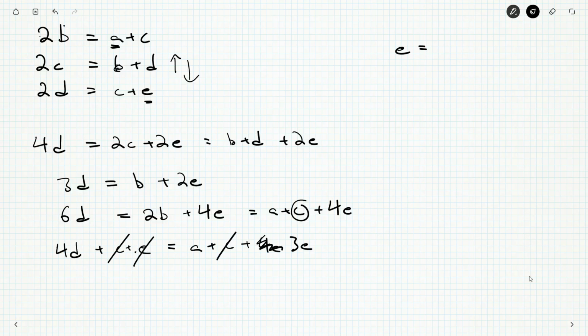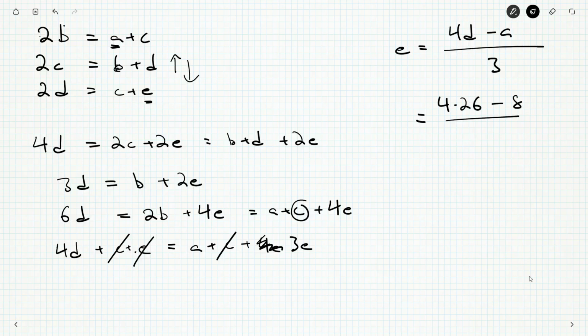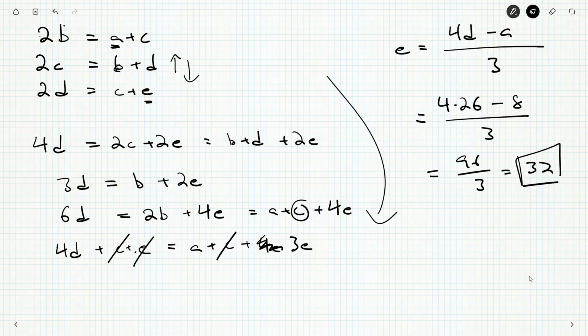And rearranging, I'll get E is 4D minus A all over 3. So that'll be 4 times 26, which is 104, minus 8, which is 96, divided by 3 is 32. And that's another way to get it, but you have to be very comfortable manipulating algebra to do this. Okay, but there's 3 different ways I've mentioned to do the question. It's a nice question, and hopefully the questions will continue to be just as nice as we move on to number 22 in the next video.